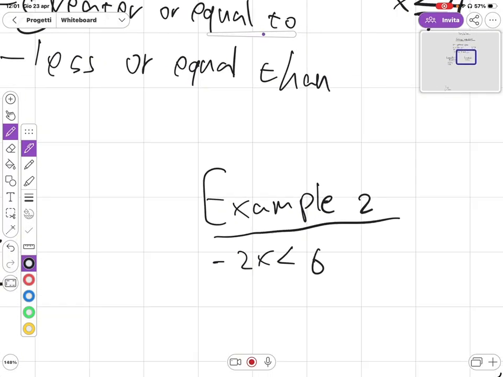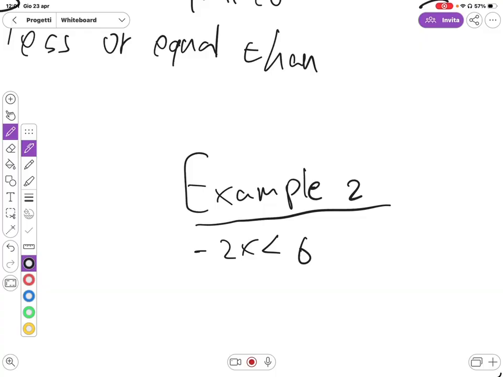Let's look at another example. Negative 2x is less than 6. So here we can see a negative sign. First of all, what we can do is divide both sides by 2, so we can solve it better. So negative x is less than 3.